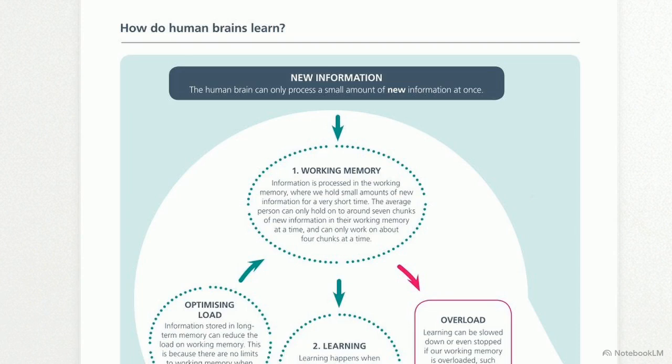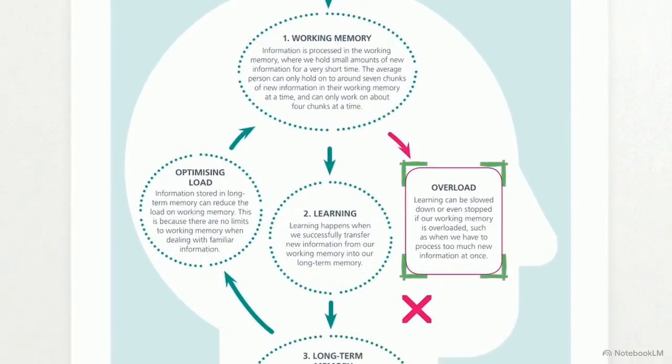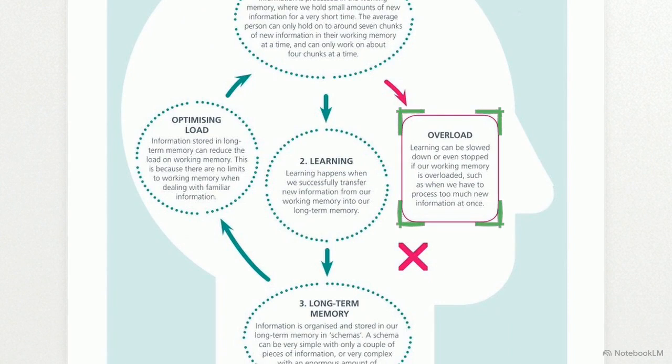This diagram illustrates the biological constraint of instructional design. Working memory can only process about 4 to 7 chunks of new data at once. If we push too much through simultaneously, as shown in the red overload box, learning stops.